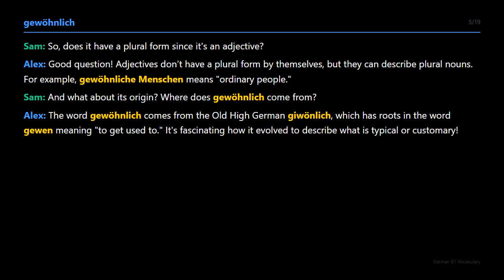And what about its origin? Where does gewöhnlich come from? The word gewöhnlich comes from the Old High German gewöhnlich, which has roots in the word geben, meaning to get used to. It's fascinating how it evolved to describe what is typical or customary.